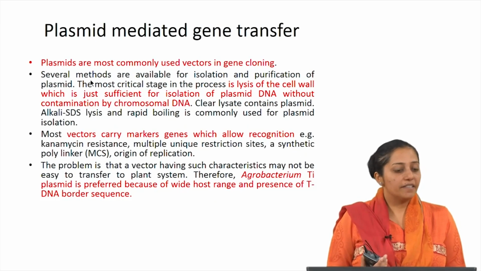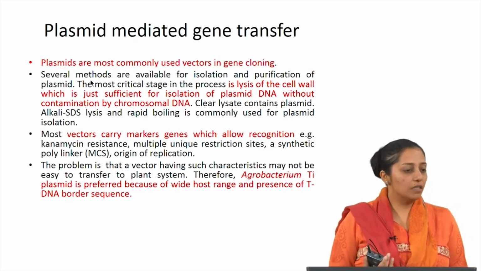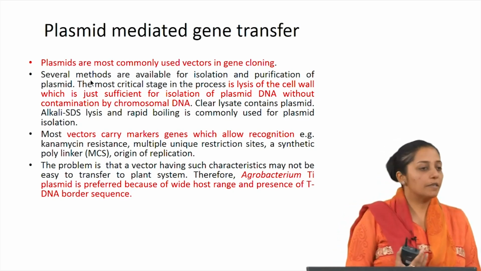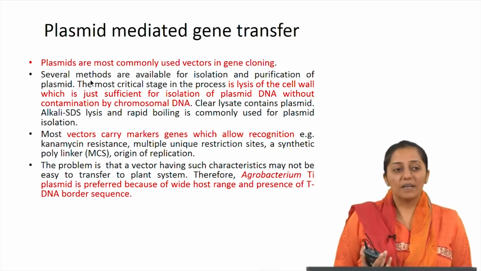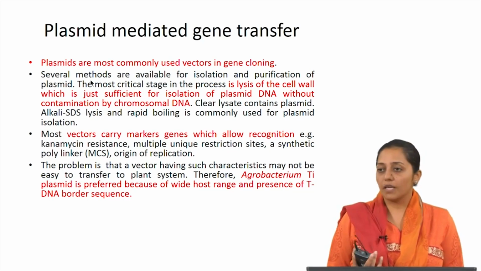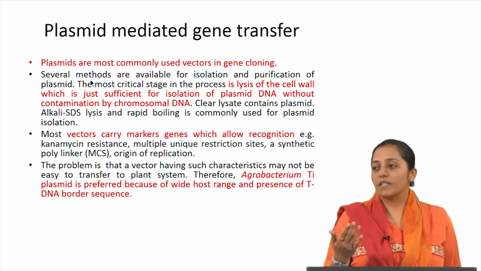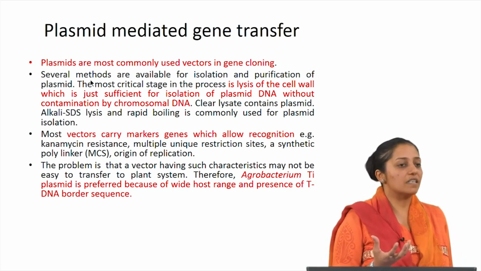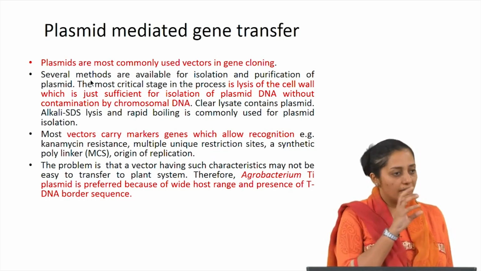So, plasmid mediated gene transfer. Plasmids are most commonly used vectors in gene cloning. What are the different types of plasmids which are used? You will come across Ti plasmids or Ri plasmids. Ti plasmid is tumor inducing plasmid, and Ri is root inducing plasmid. Now, some of these, once disarmed... I will come to certain diseases in nature caused by the bacterium Agrobacterium, which contains these plasmids.